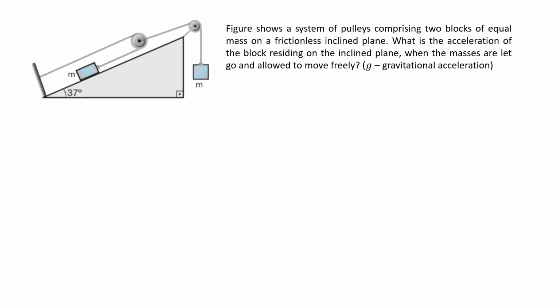Figure shows a system of pulleys comprising two blocks of equal mass on a frictionless inclined plane. What is the acceleration of the block residing on the inclined plane when the masses are let go and allowed to move freely?